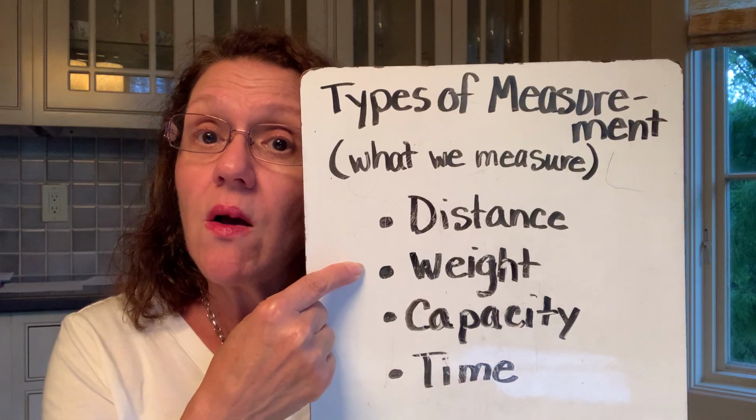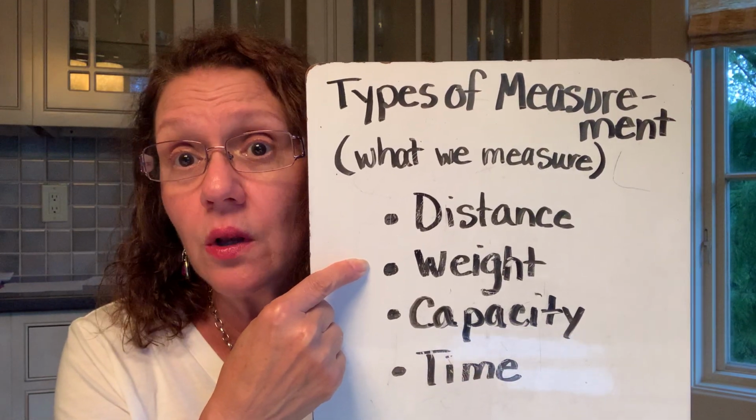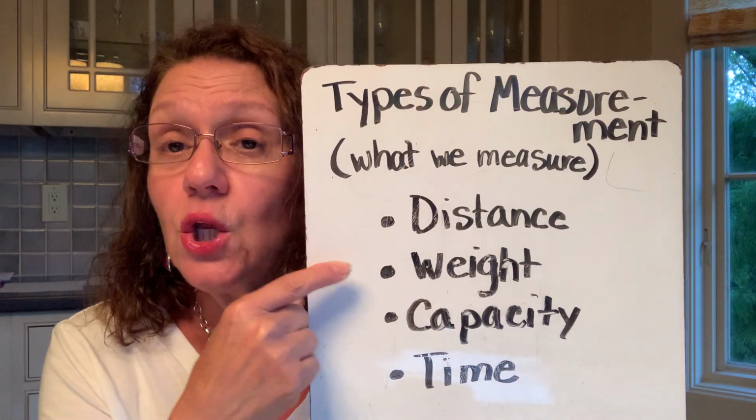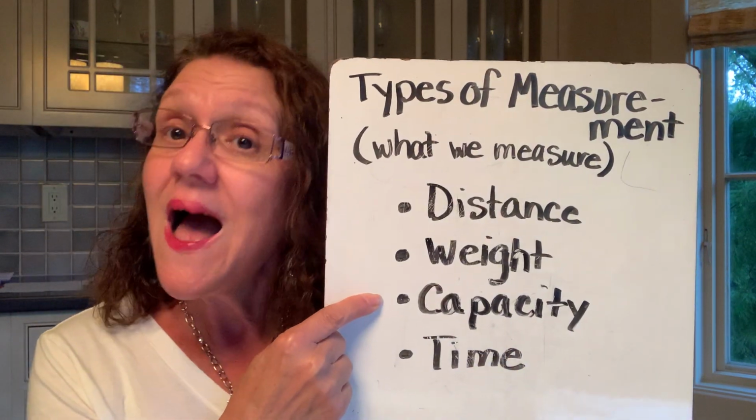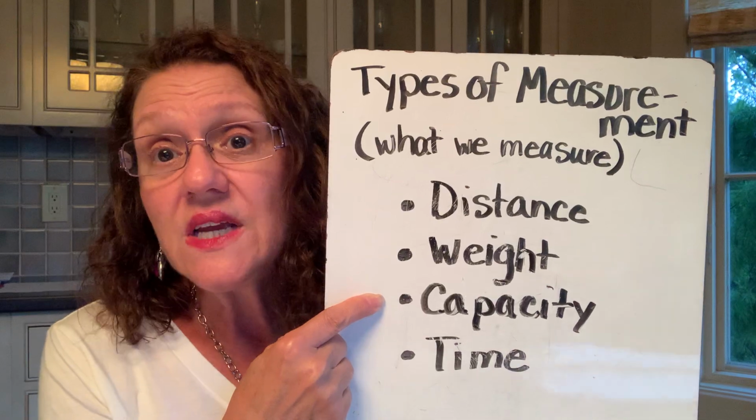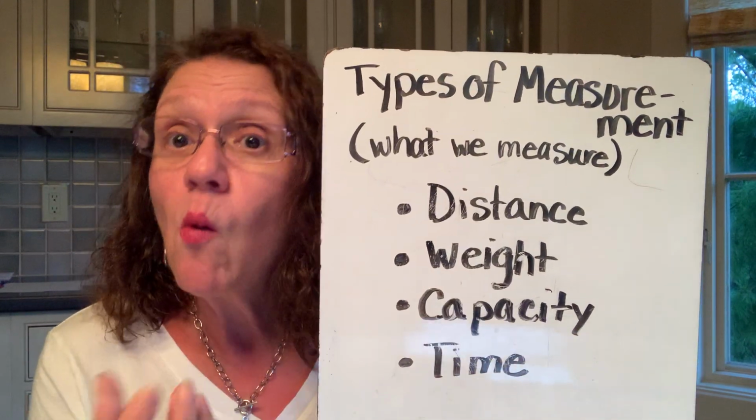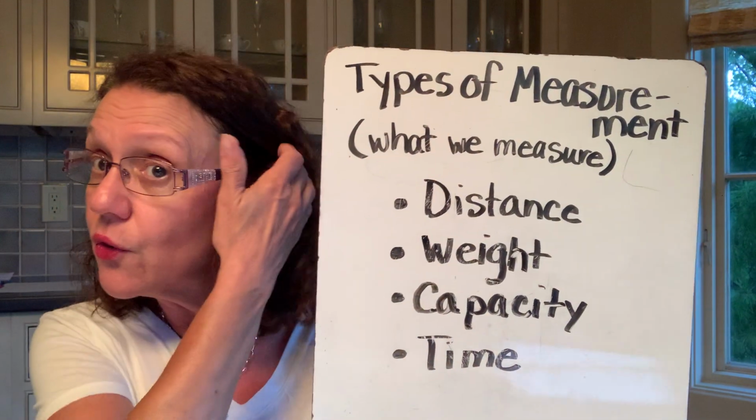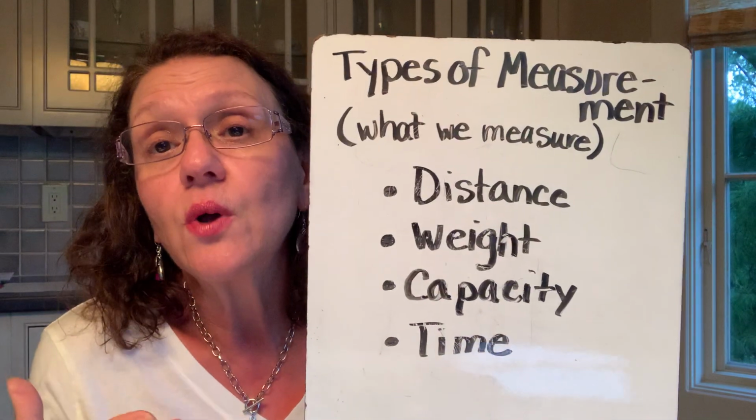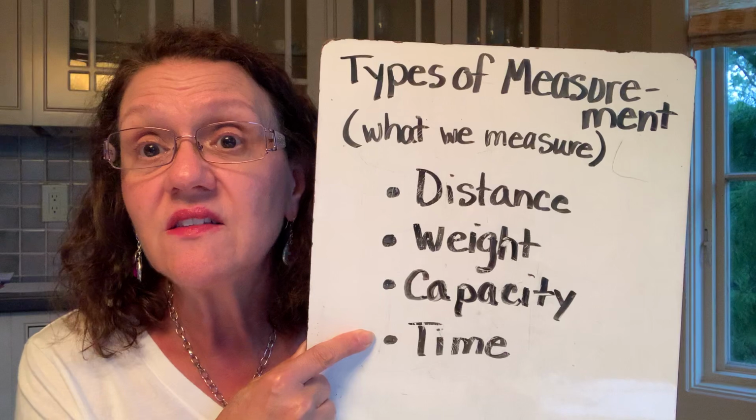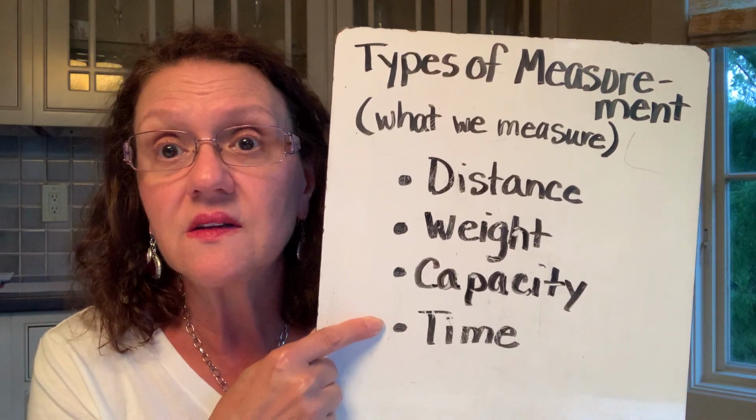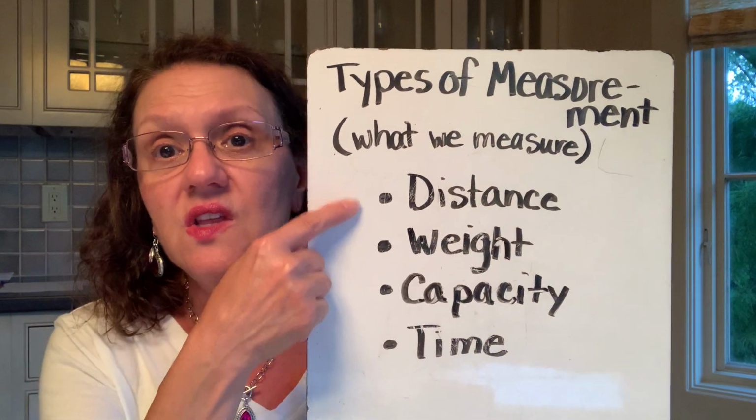Weight. Now, weight is the gravitational pull of the earth upon an object. You'll talk about weight a lot in science. Capacity is usually a measure of liquid, how much liquid a container will hold, which is also called volume. And of course, we measure time in seconds, minutes, etc. So these are some of the things that we measure.